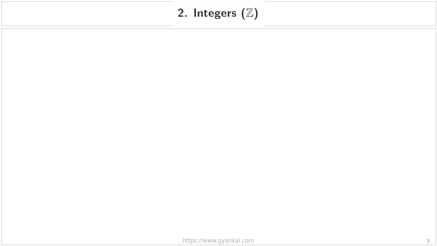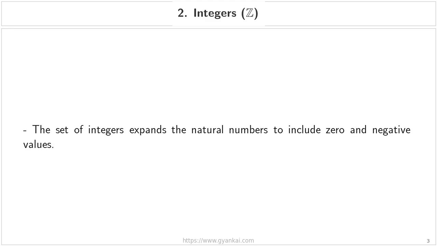2. Integers, Z. Now that we have a solid understanding of natural numbers, those basic counting numbers we use to tally objects, let's expand our horizons. On this slide, we are looking at the set of integers, which we denote with the symbol Z. Think of the set of integers as an expansion of the natural numbers we just discussed.